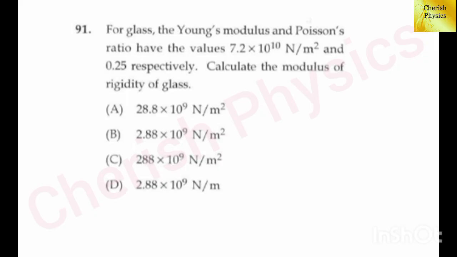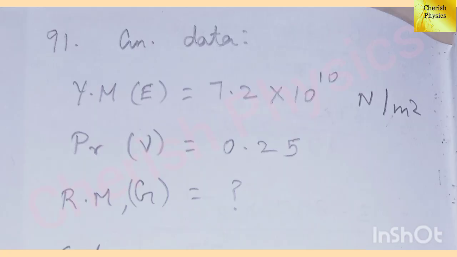Question number 91. For glass, the Young's modulus and Poisson's ratio have the values 7.2 into 10 to the power 10 Newton per meter squared and 0.25 respectively. Calculate the modulus of rigidity of glass. First, let's write the given data. Young's modulus E equal to 7.2 into 10 to the power 10 Newton per meter squared. Poisson's ratio nu equal to 0.25. We have to find the rigidity modulus G.